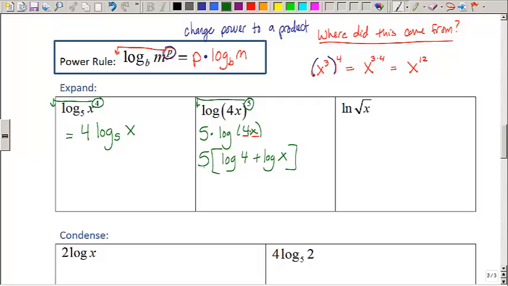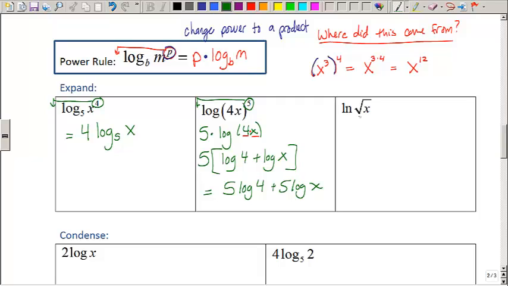Now, I used a bracket here, or a big parentheses, to remind you that the 5 is being multiplied not only to the log 4, but also to the log of x. So when I multiply this out, I get 5 log 4 plus 5 log x. And that answer is as expanded as possible.